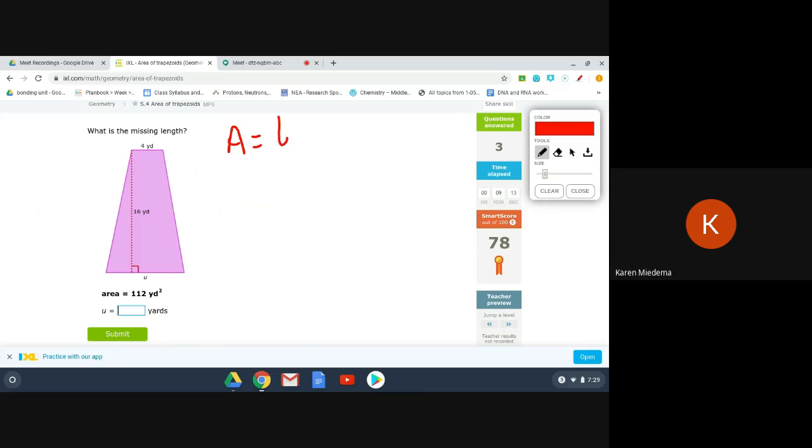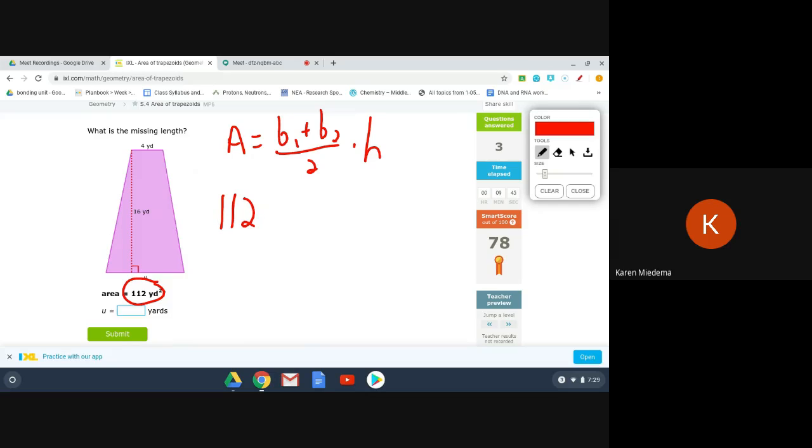Area equals base 1 plus base 2 over 2 times h. Now I've been putting the parentheses in the numerator to do base 1 plus base 2. They're not really necessary here, so I just dropped them for this problem. All right, now this problem doesn't ask us to solve for the area. It tells us the area. The area is 112. So I'm going to make that substitution for A.